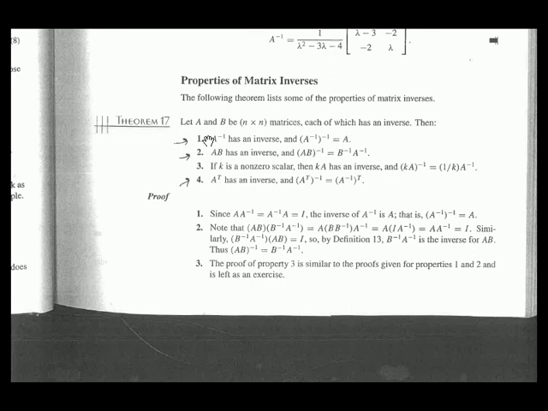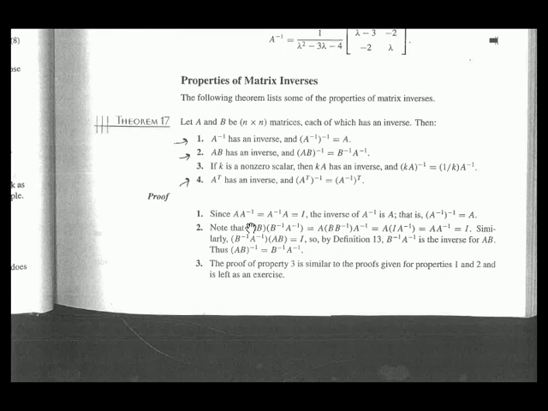Theorem 17 has some properties of inverses. The inverse of an inverse is the original matrix. That's pretty easy to show. Just take that times A inverse and you get the identity. Here's the interesting one: assuming A and B have inverses, they're square matrices, so AB is square also. The inverse of AB is B inverse A inverse. In other words, the inverse of a product is the product of the inverses in reverse order. That's kind of like the transpose of a product being the product of the transposes in reverse order.